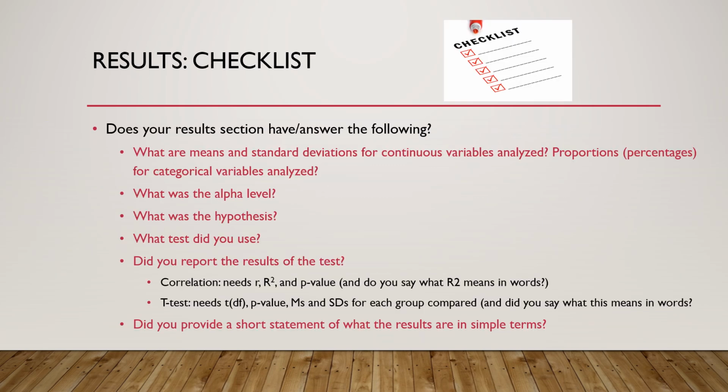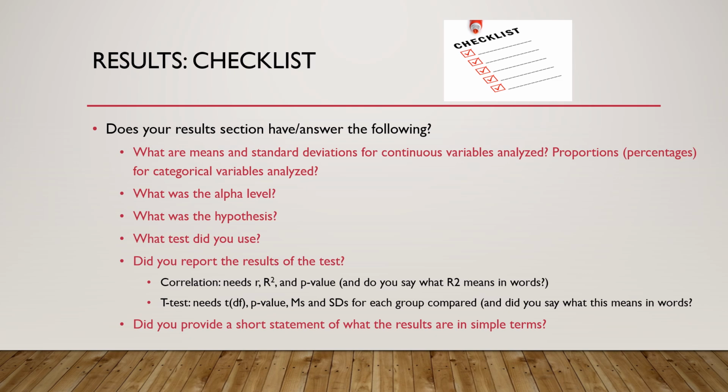All right, so as a checklist, again, I said talk to your TAs, but here you go, at least you have something. What are the means and standard deviations for continuous variables that you analyze? Make sure to have those. You also want to have the proportions, and if you have groups, you need to have the means and standard deviations within those groups. What was the alpha level? Make sure that that's there and clear.